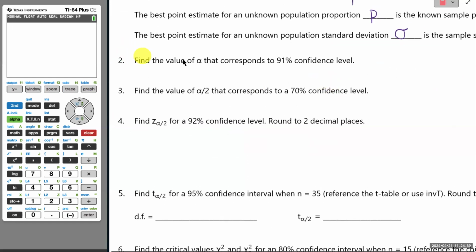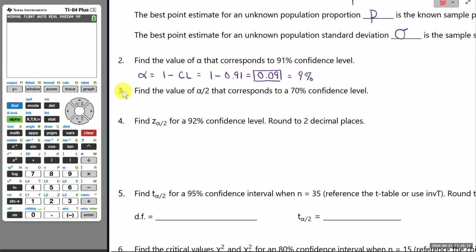All right, so let's find the value of alpha. That would be the area in the tails that corresponds to a 91% confidence level. So alpha is 1 minus your confidence level. So working in decimal, 1 minus 0.91, that would be 0.09. And I'll just write it as a percent as well, 9%. So if 91% of the graph is in the middle, 9% is in the tails.